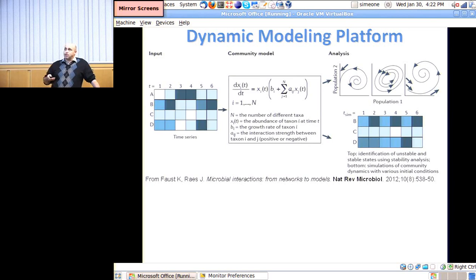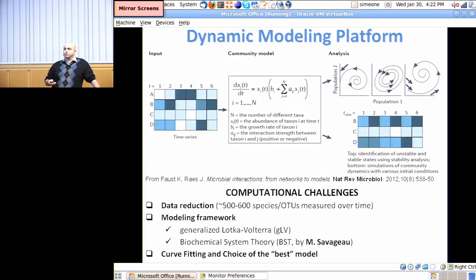It sounds doable and easy. There are several computational challenges, though. First of all, we don't have only 4 communities that we track. The species that we track are between 500 and 600 that can be measured simultaneously. Those are called OTUs, operational taxonomic units, but you can think of that as a species, so just microbes.